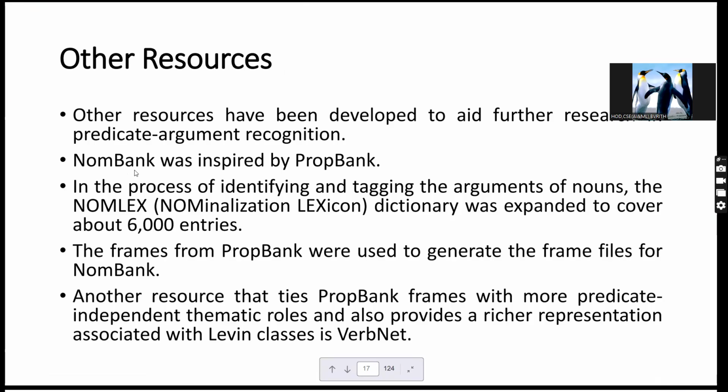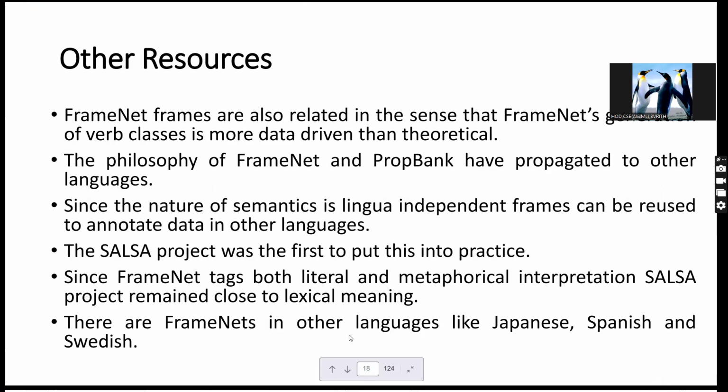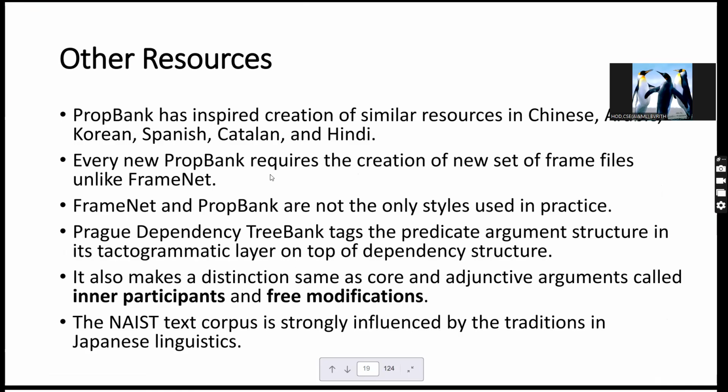And the other resources are like the nominal bank of words, which we call NomBank, and others like NomLex and the nominalization lexicon. And another is called WordNet, and philosophy related words. And we also have these types of PropBanks used by the SALSA project for predicate structure creation. And these are also used in other languages like Chinese, Korean, Spanish, Catalan, and Hindi.